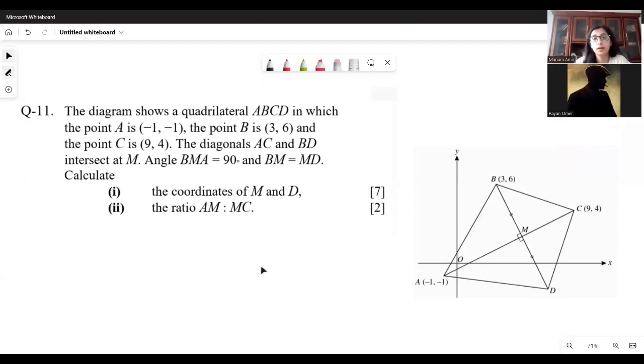Question 11. The diagram shows a quadrilateral ABCD in which the points A is (-1, -1), B is (3, 6), C is (9, 4). The diagonals AC and BD intersect at M. The angle BMA is 90 and BM equals MD. So these two lines are equal. Okay. So find the coordinates of M and D.